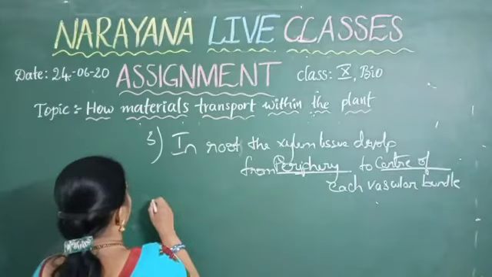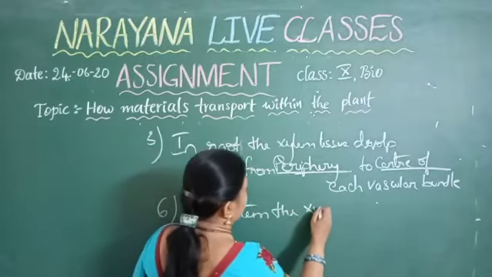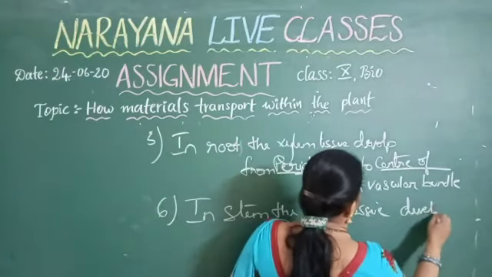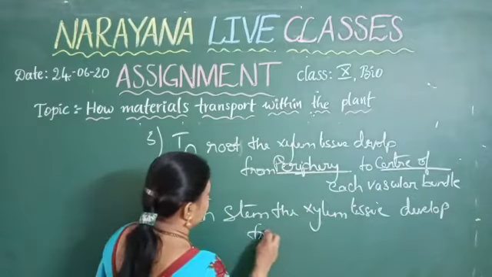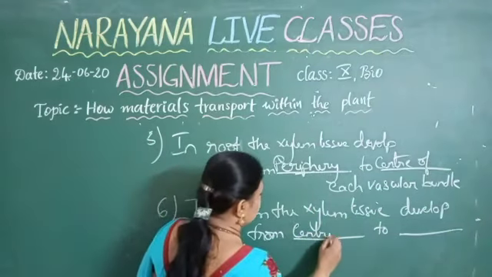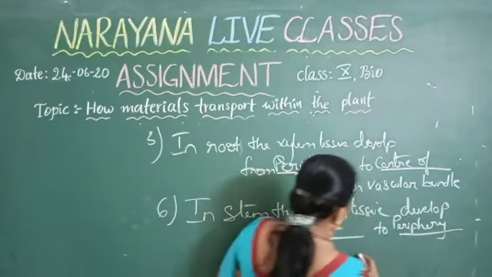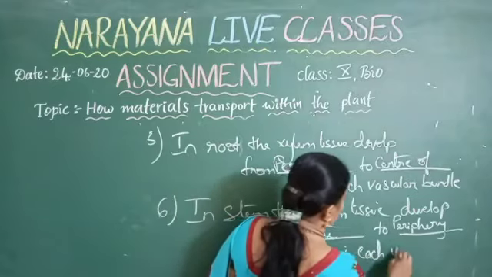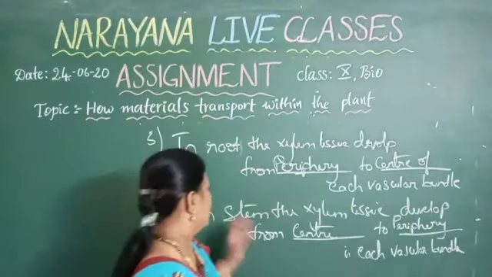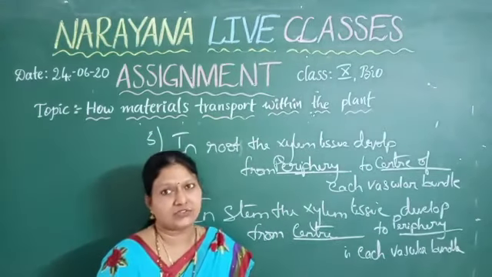In stem, the xylem tissue develops from center to periphery in each vascular bundle. So, in stem, the xylem tissue develops from center to periphery in each vascular bundle.